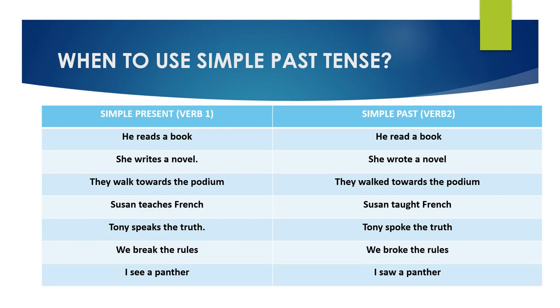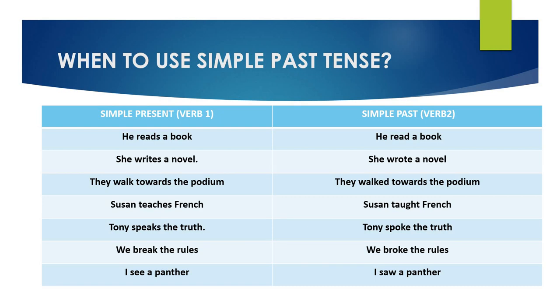We break the rules. We is a plural subject. It should be followed by a plural verb. That is why we write break. Now we break the rules, we say in simple present. In simple past it becomes we broke the rules. So we simply change break into past tense and we write broke.